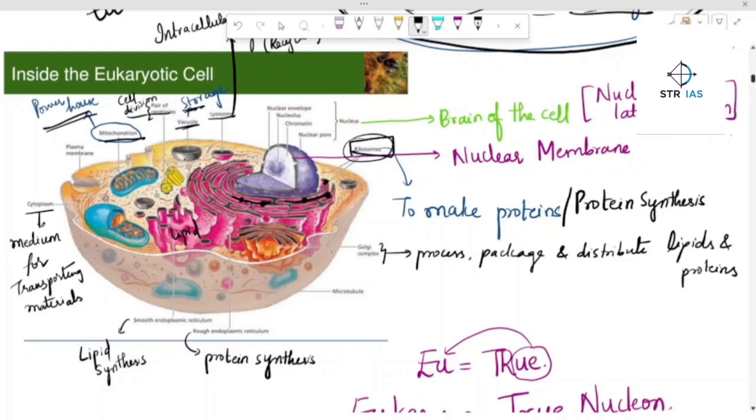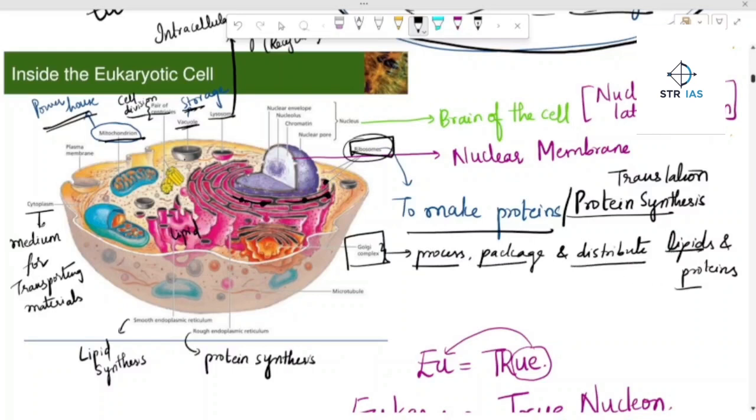Ribosomes are those which make proteins, also called protein synthesis, and they are helpful in a process called translation. We'll look at it in more detail. Then the Golgi complex, which is used for processing, packaging, and distributing lipids and proteins. Whatever proteins are made with the help of translation, ribosomes, and the smooth endoplasmic reticulum will be processed in the Golgi complex, packed by it, and distributed. Then we have rough and smooth, which I have told you about.